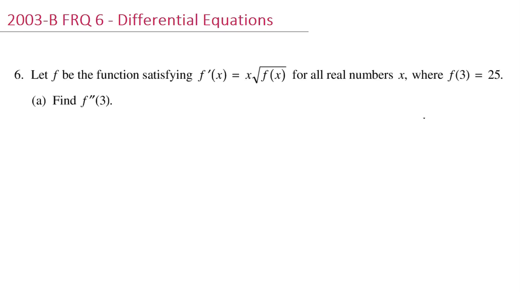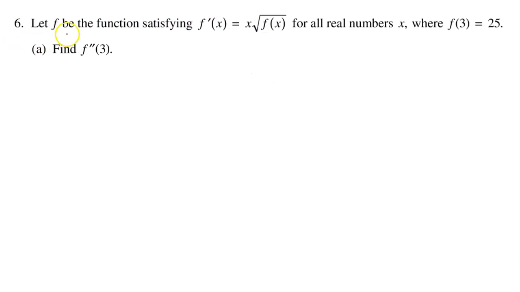In this video, I will walk you through free response question number 6 from the 2003 Form B AP Calculus exam. This problem is about differential equations. Let f be the function satisfying f prime of x equals f times the square root of f of x for all real numbers x where f at 3 equals 25. Part A. Find f double prime at 3.